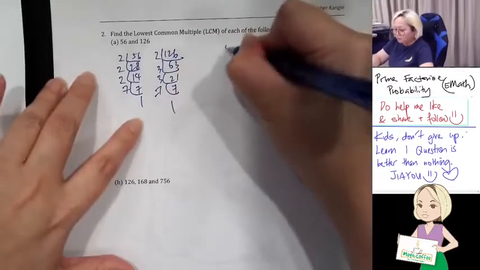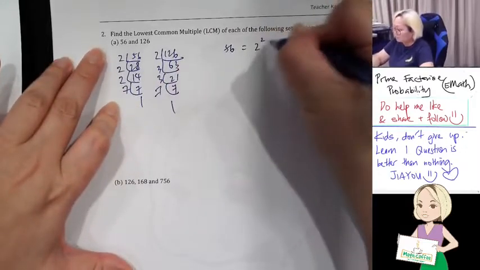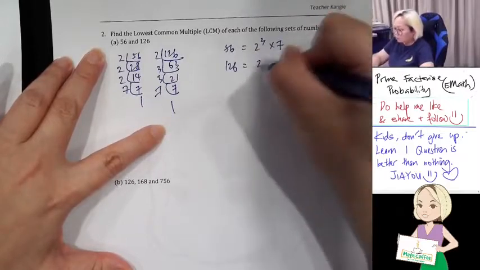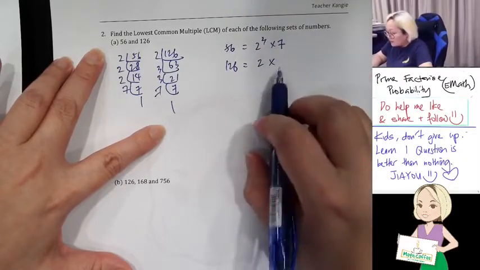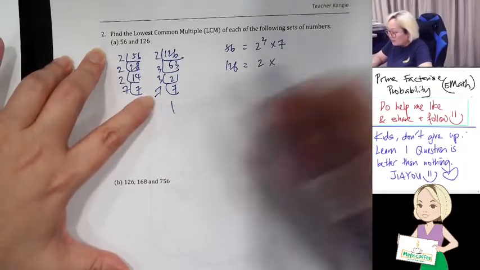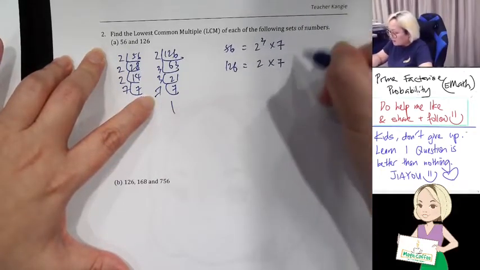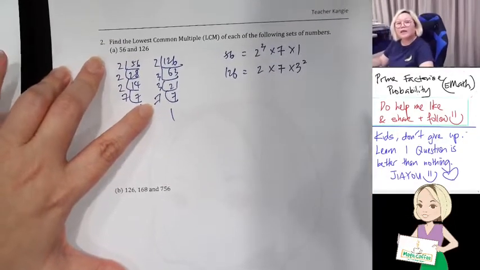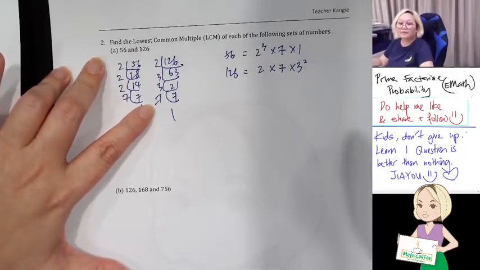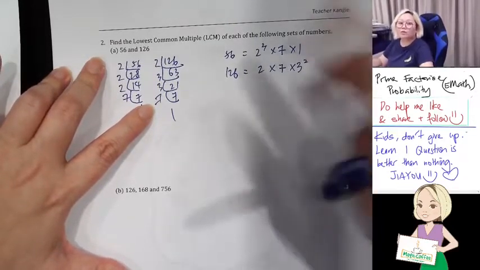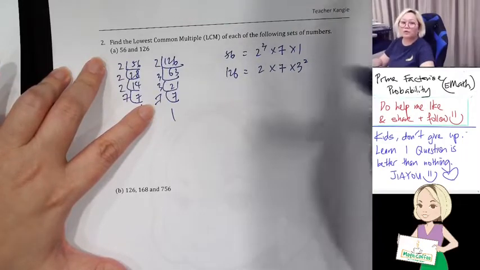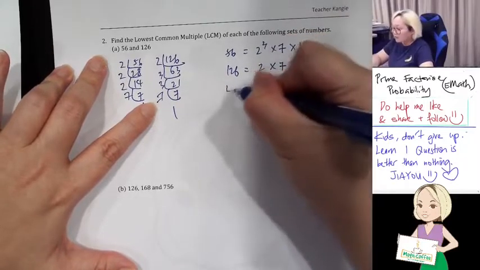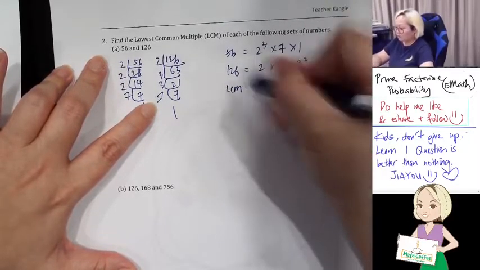So let's list down. So 56, we have 2 to the power of 3 times 7. Our 126 is 2 times, you see, I didn't write my 3, right? But I have 7 here, so I put 7 here first. And this one, I will have to put 3 to the power of 2. Then this one, I will put 1. It's not necessary must be 2, 3, 7, because I already write 2 and 7 in the first row, so the second row also must follow 2, 7. Then after that, the 3 just put behind. So now, LCM take the highest from each column.